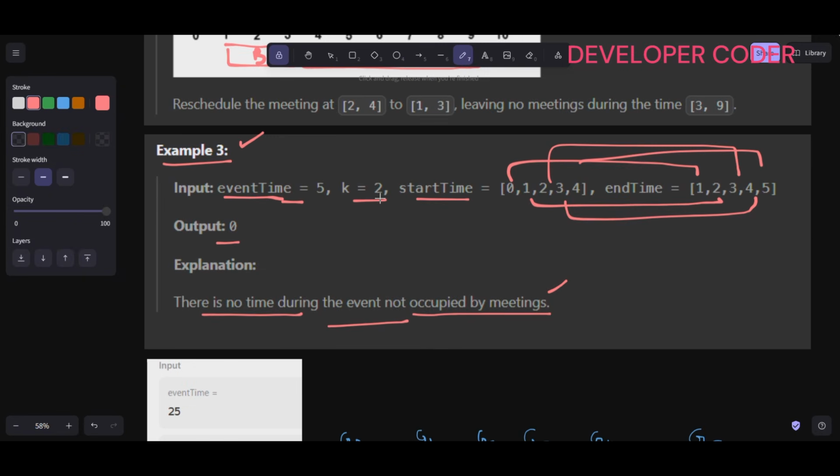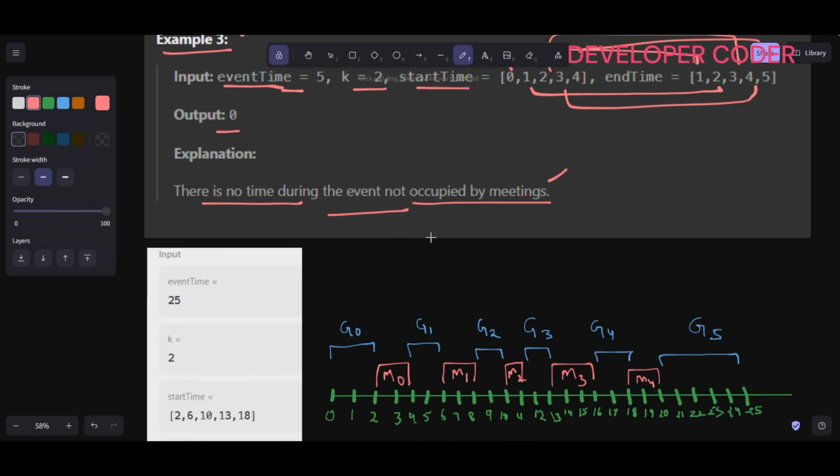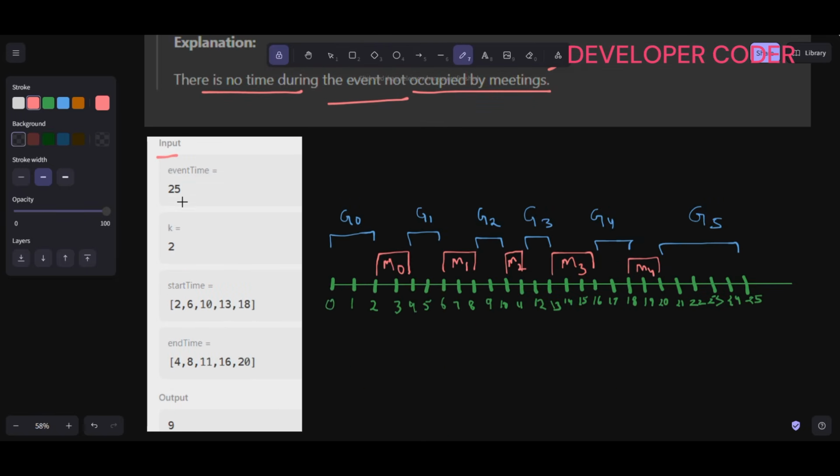So now let's understand how we are going to solve this problem. Let's take this example, some big example. Event time is 25, so 0 to 25. k is equal to 2 meetings I can reschedule. Start times: 2 to 6, 2 to 4, 6 to 8, 10 to 11, 13 to 16, and 18 to 20. Done.